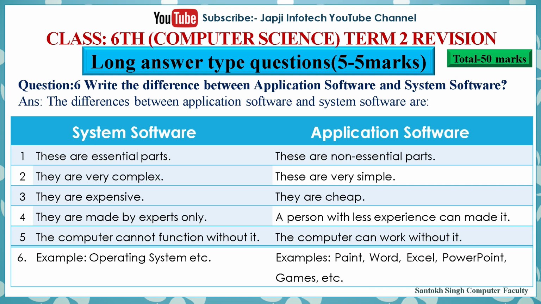And the fourth one is, system software is made by experts only, whereas application software can be made by a person with less experience. And the fifth one is, without system software the computer cannot function, whereas without application software a computer can work. And sixth one is, the example of system software is operating system, whereas the application software examples are MS Paint, Word, Excel, PowerPoint, games, etc.